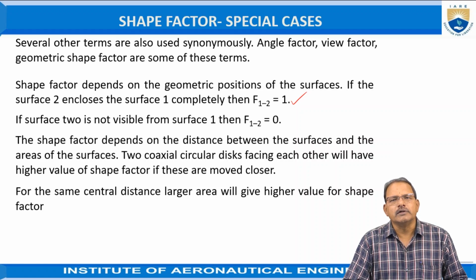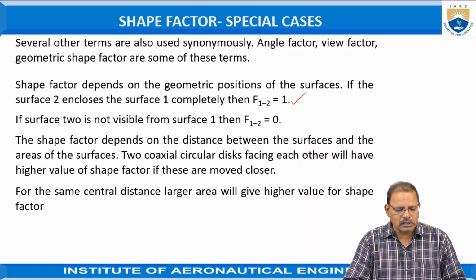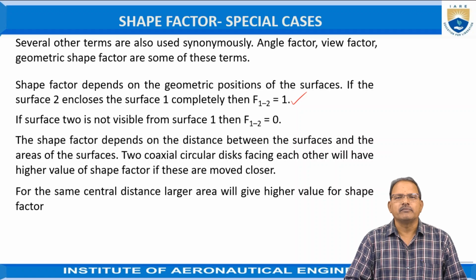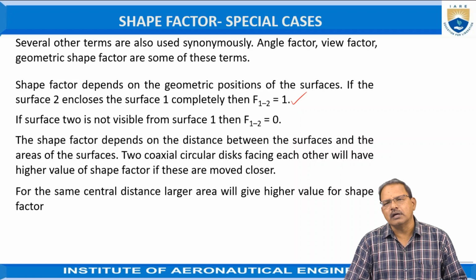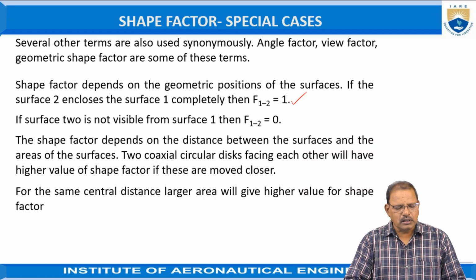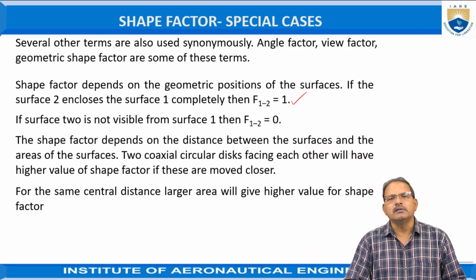Earlier we discussed that the shape factor depends upon the geometric shape of the objects. But in this case, the shape factor depends upon the geometric position also. If surface 2 encloses surface 1, the shape factor is equal to 1. If the two surfaces are not visible from each other, that is, they are separated by a larger distance, then the shape factor F12 is equal to 0.